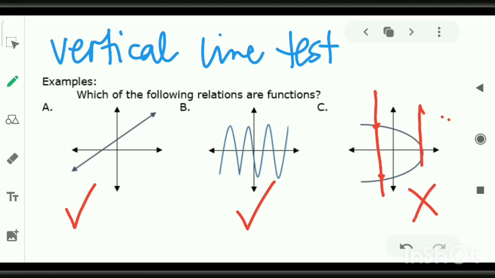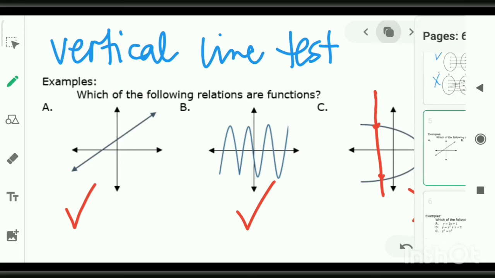Okay, again, for the vertical line test, no matter where you draw the vertical line, it should intersect with the graph only once. If it intersects with the graph twice or more, then the graph does not represent a function.